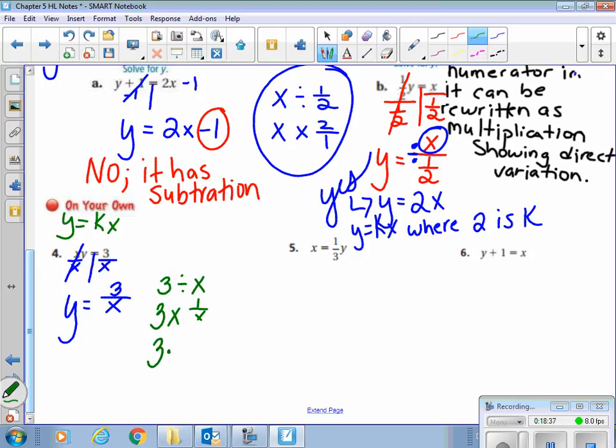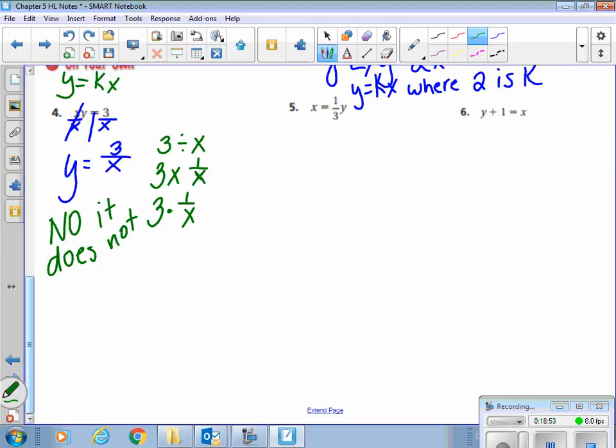Should be writing with this multiplication. Now, does that look like kx? No. So since x is my denominator here, this is a no. It does not follow y equals kx. Right? That follows y equals k times 1 over x. That's not our definition of direct variation.